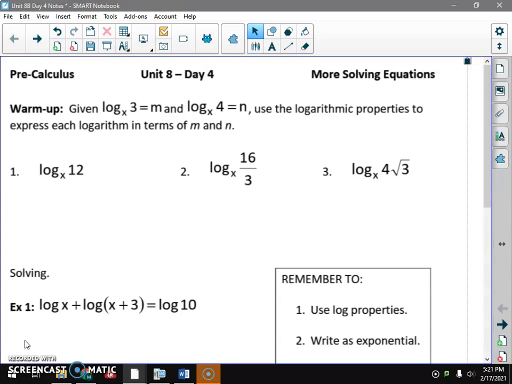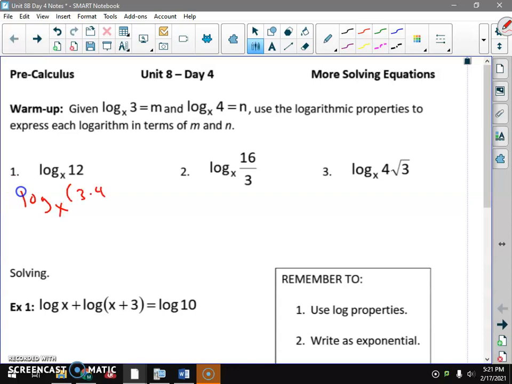Again, we called that analysis. Log base x of 3 is m, log base x of 4 is n. Express log base x of 12 in terms of m and n. Well, it's really expressing 12 in terms of 3 and 4. It's just their product, which means it's their sum when we pull them apart. And if it's the sum, it's just m plus n. Pretty straightforward.